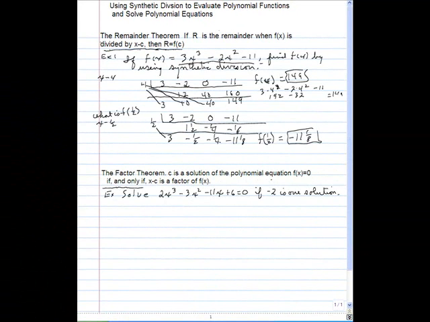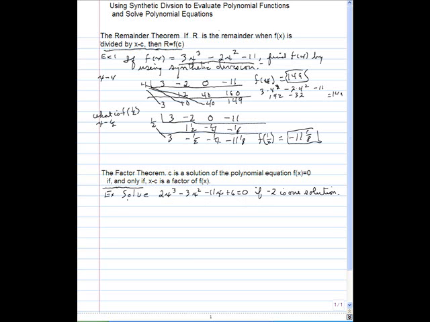So c is a solution of this equation, f of x equals 0, if and only if x minus c is a factor of f of x. What that means is, if I know one solution, I can divide this by x minus c, and it will divide evenly. That'll give me something of a lower order, and maybe I could factor that to finish solving the equation. So let's give that a try.